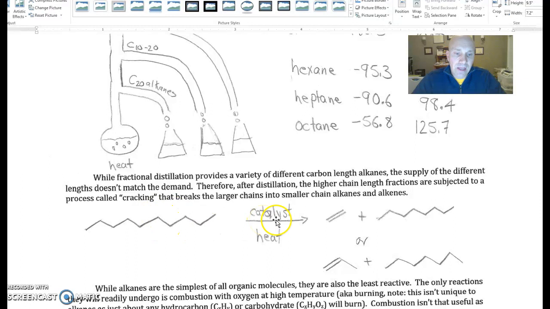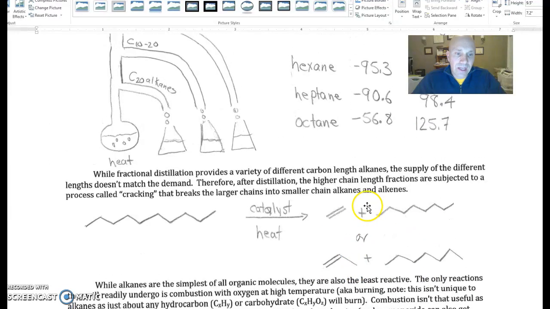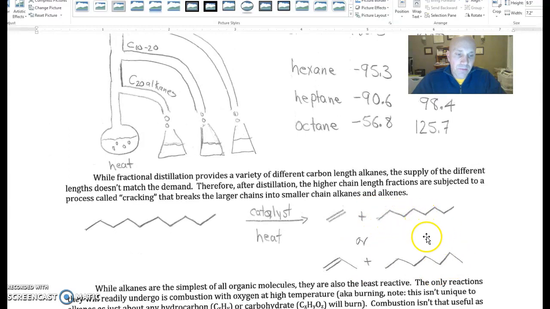The thing about cracking is it doesn't just necessarily make one set of products. It could have cracked at a different position, and that would have created this alkene and this alkane. So during the process of cracking, you're going to end up creating much smaller length alkanes, and those can be repurified to give you more of the types of alkanes that we find more valuable.